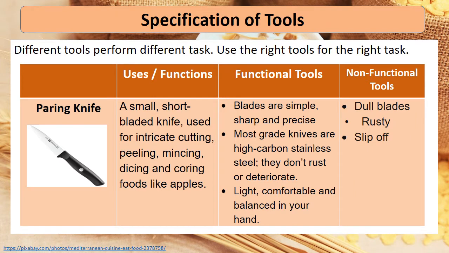Paring knife, a small short-bladed knife used for intricate cutting, filling, mincing, dicing, and coring foods like apples. It is functional if the blades are simple, sharp, and precise. Most-grade knives are high-carbon stainless steel. They don't rust or deteriorate. Light, comfortable, and balanced in your hand. It is non-functional if it has dull blades, is rusty, or slips.